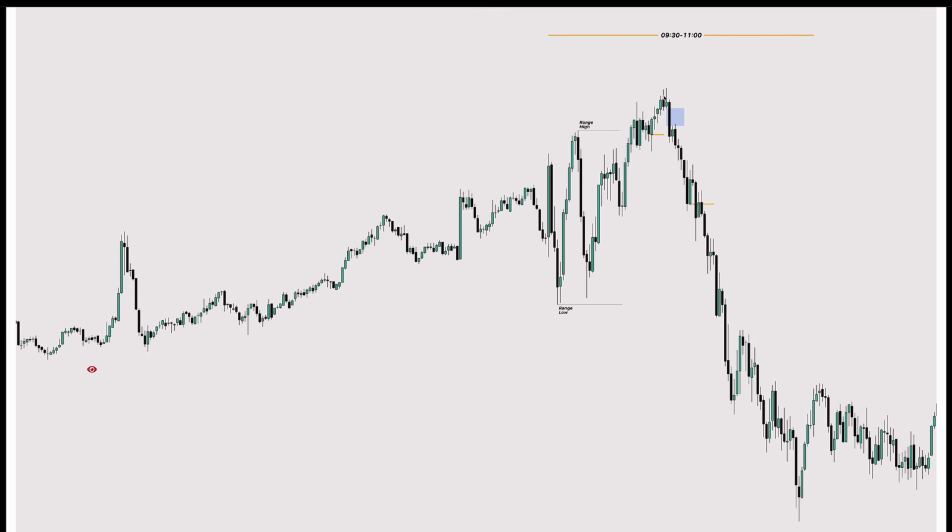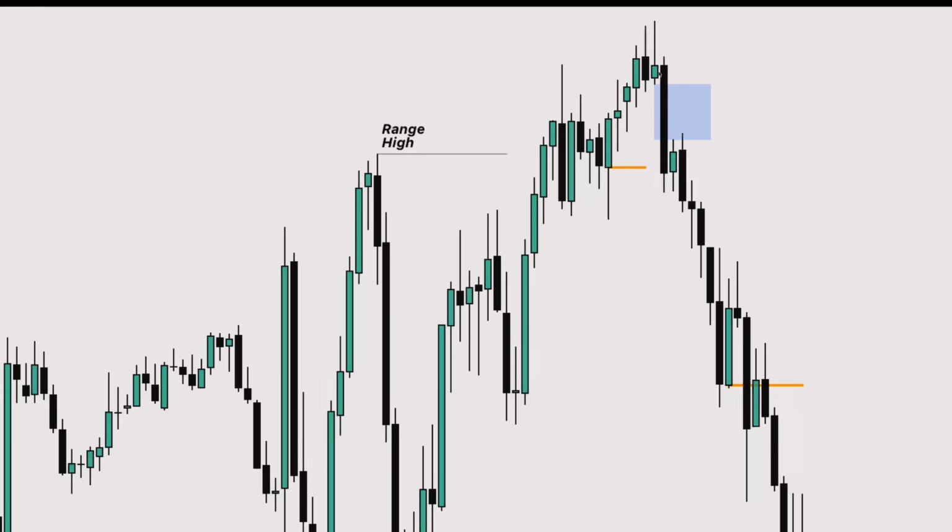Do we then get displacement after running out 1, 2, 3 drives higher? We're in the heart of our 9:30 to 11 a.m. window, and then we displace through the up close candle that traded into this high. At this point here, what do we say? The delivery has shifted. Now your fair value gaps will hold price lower.